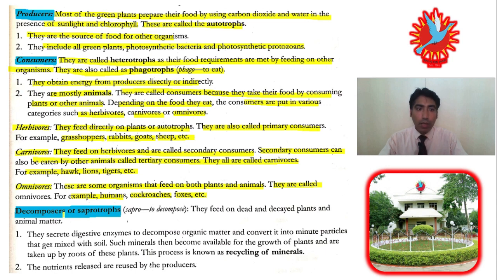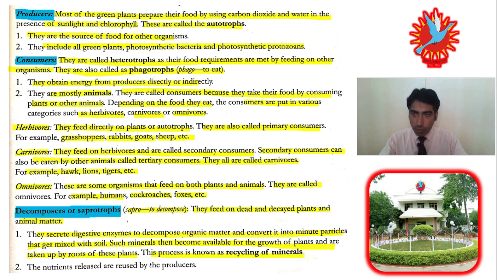At last, we will discuss the third category of the biotic component, which are known as decomposers or saprotrophs. Sapro means to decompose. They feed on dead and decaying plants and animal matter. They secrete digestive enzymes to decompose the organic matter and convert it into minute particles that get mixed with the soil. Such minerals that become available for the growth of plants are taken up by the roots of these plants. This process is known as recycling of minerals.